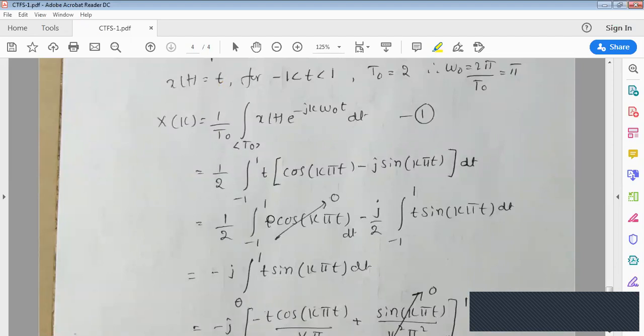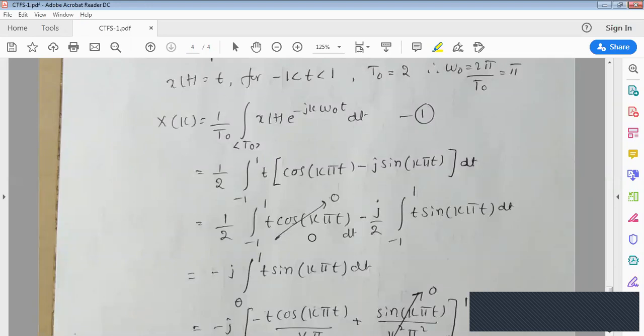See here, t is odd and cosine is even. Therefore, the total integrand is an odd function, and the integral of an odd function simply gives you 0. Because odd into even gives you odd. For example, take the integral of t, which is t square by 2. With limits from minus 1 to plus 1, it is 1 by 2 minus 1 by 2, which becomes 0. Any signal which is odd within the integral will give you total value 0.